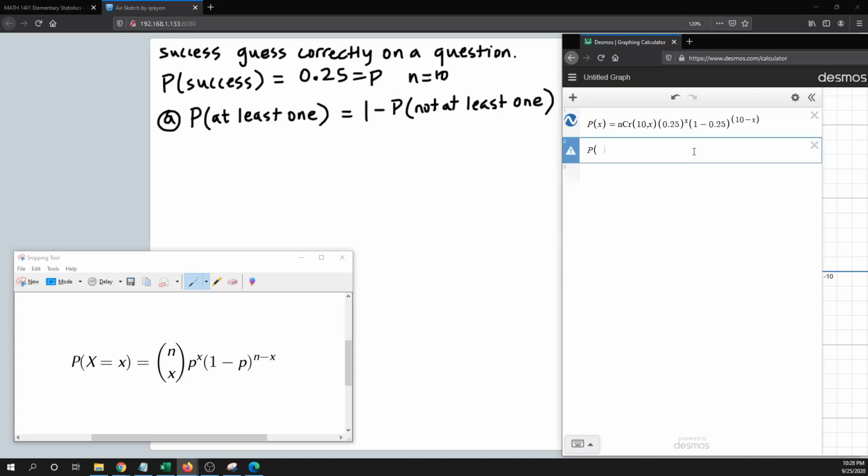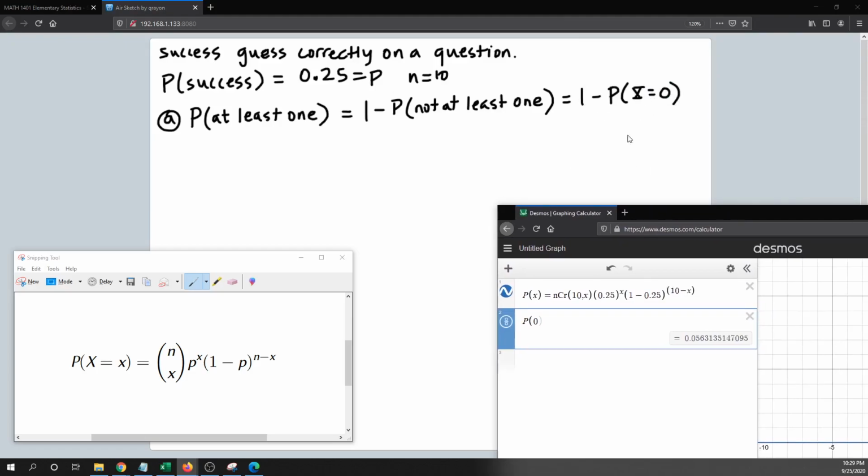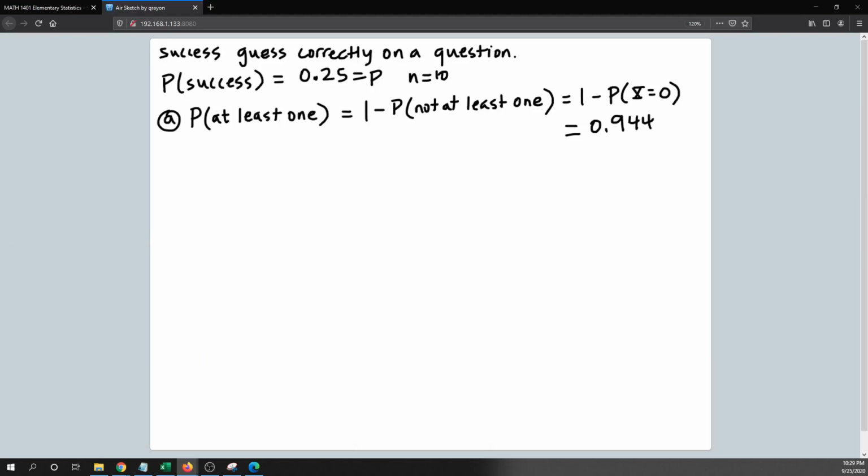All right, so P0 would be 0.56, right? But what I really want is 1 minus that. So you could just write this down here and subtract, or on Desmos, you can just put 1 minus P0 and get your answer there. Does that look right? Yeah. Okay. So on that part, we get 0.944, it looks like, for the answer on that one.